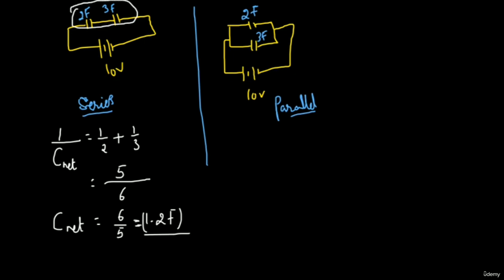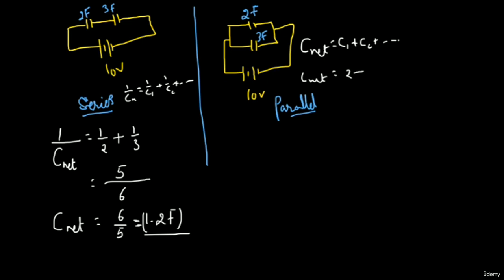All right, now let's do it for parallel. In the parallel one, yes, you have guessed it right, it is the same as the series, so C1, C2 type thing. Here I have not written it, so let me write 1 by C1 plus 1 by C2 and so on. You can take it similarly. Now for the C net, here we just need to add 2 plus 3, which is equivalent to 5 Farad.